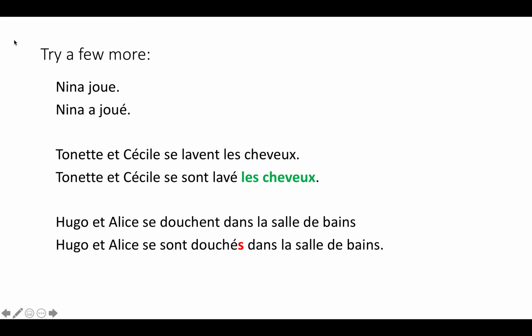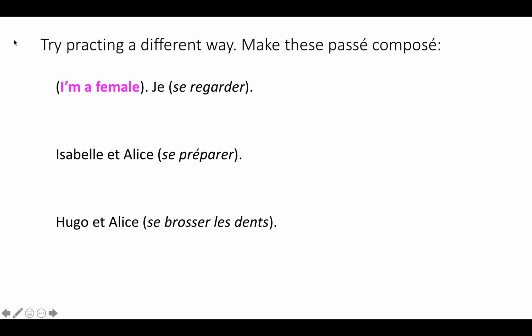Let's look at the last sentence. Hugo et Alice se douchent dans la salle de bain. Hugo et Alice se sont douchés dans la salle de bain. Well, it's a boy and a girl. It's true we're using être, but because one of them is a male, we just add an S. Let's try practicing in a slightly different way. And here I'm giving you the infinitives. Let's see if you can do it this way.